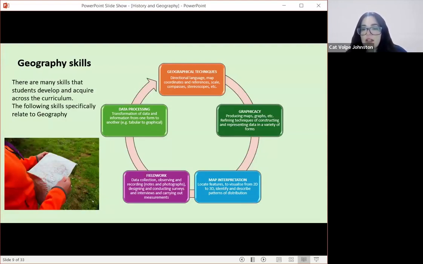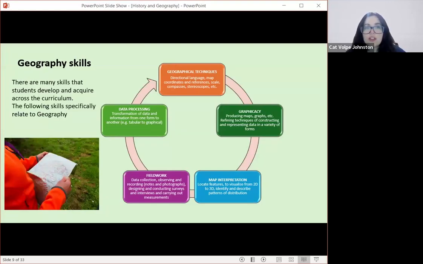graphs, and so forth, refining techniques of representing data in different ways. Map interpretation, so being able to use maps, locate features, identify and describe patterns of distribution. So there are different types of maps that you'll need to understand, what they're used for and what sort of data they present. Fieldwork. So this is different from an excursion.